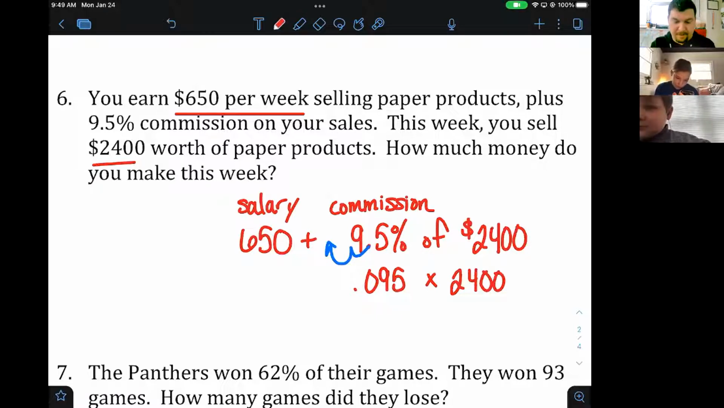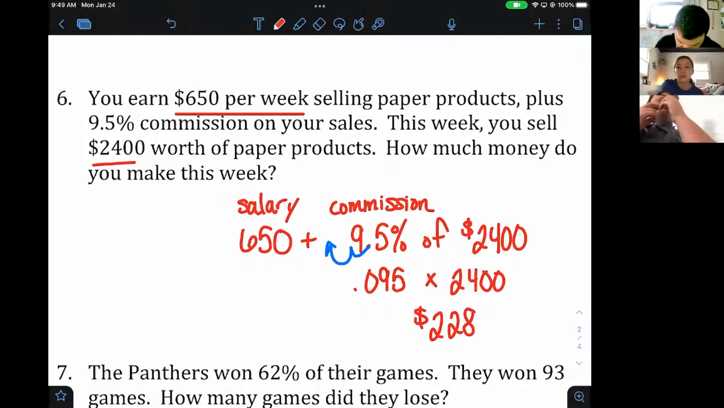I'm using my calculator here. I know you guys can't see my screen, but I can't do these in my head. So I hope you guys are able to use a calculator at home for the next few days. Okay, so that's $228. That's how much they get to make on top of their salary, which of course was $650.